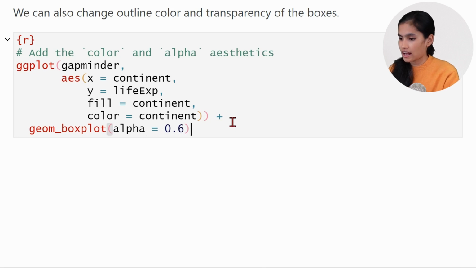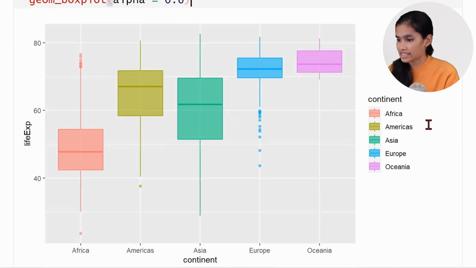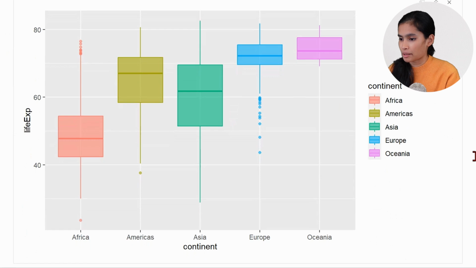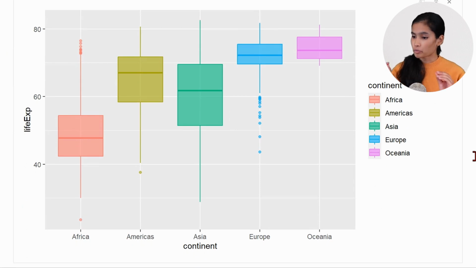Here let's add alpha equals 0.6, and in the resulting boxplot you can see that the border color matches the fill color, but the fill is slightly more transparent.